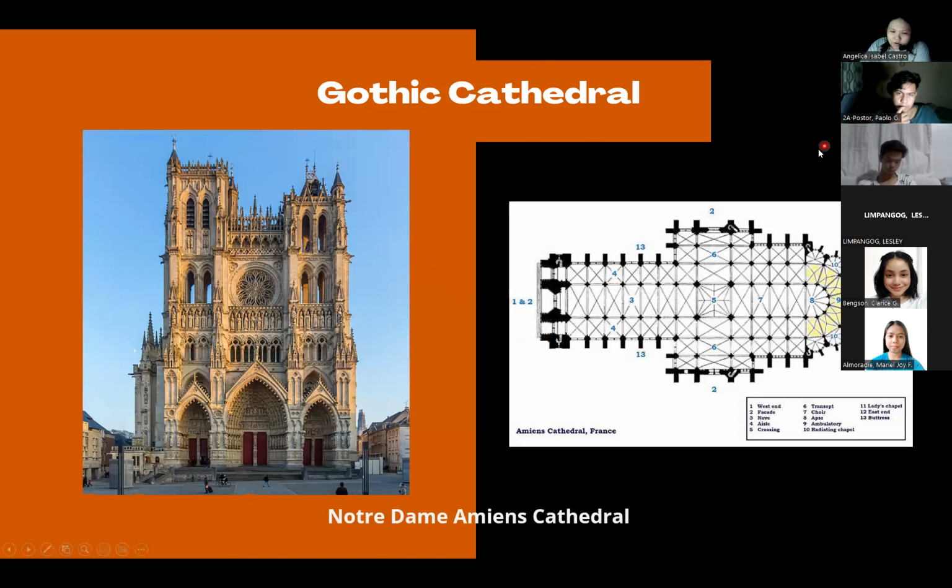Another example of your Gothic cathedral is your Notre Dame in Amiens. This is not the Notre Dame na nasunog, ha? That one is in Paris.